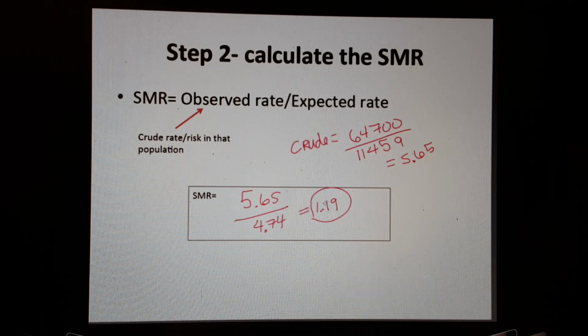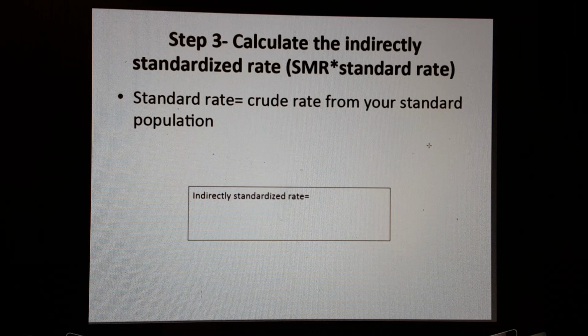If you multiply the SMR by 100, it will tell you the percent mortality that's higher in one compared to the other. So you can say that it's 19% higher in the Ecuador population compared to Sweden, just because it's higher than 1. Okay? So now we're on to step 3 of the indirect standardization, which is the last step.